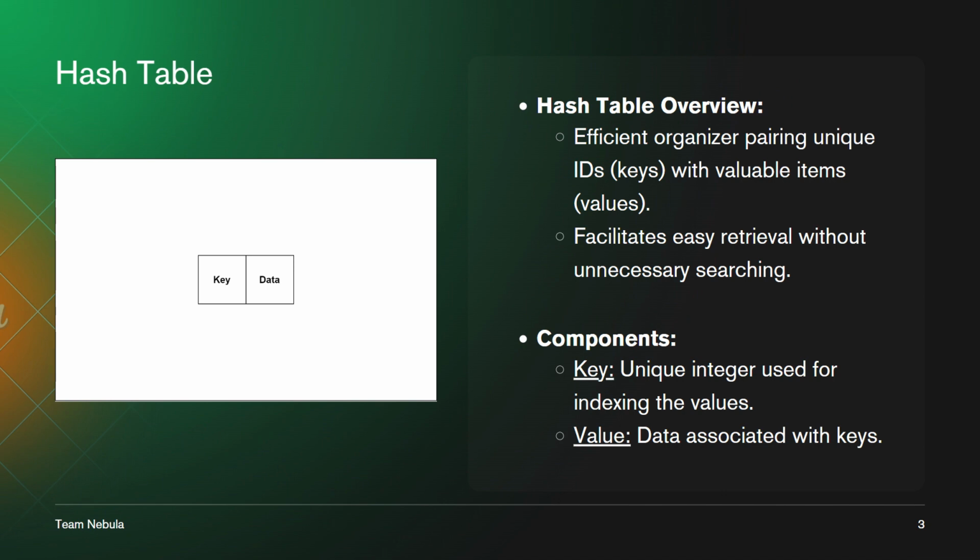So, in simple terms, a hash table is like a super efficient organizer that pairs up unique IDs with valuable items, making it easy to find what you are looking for without any fuss. Key is a unique integer that is used for indexing the values, and value is the data that is associated with keys.